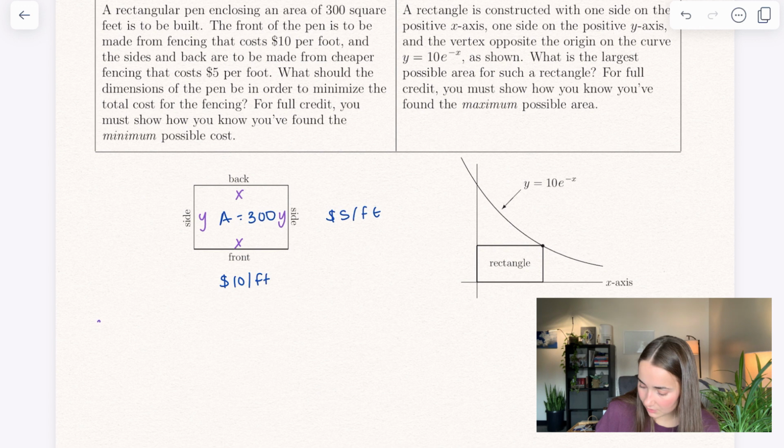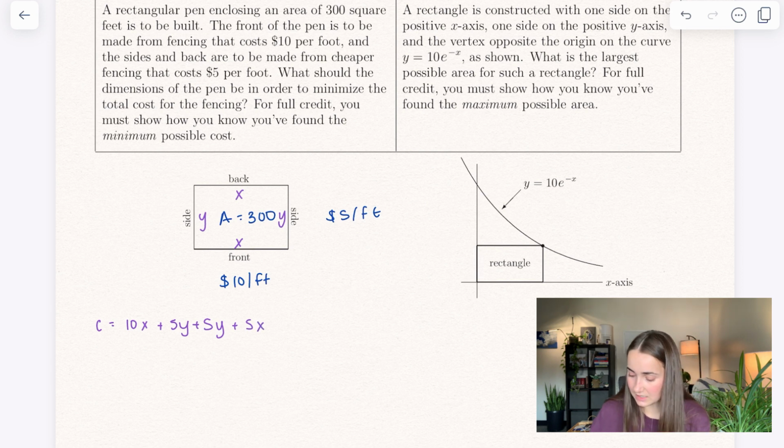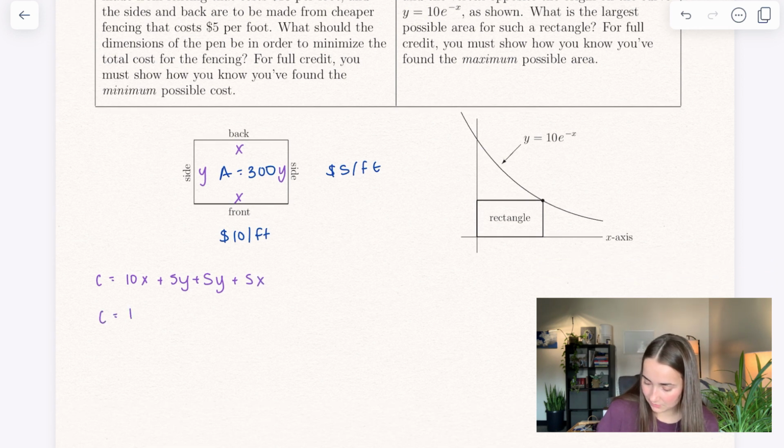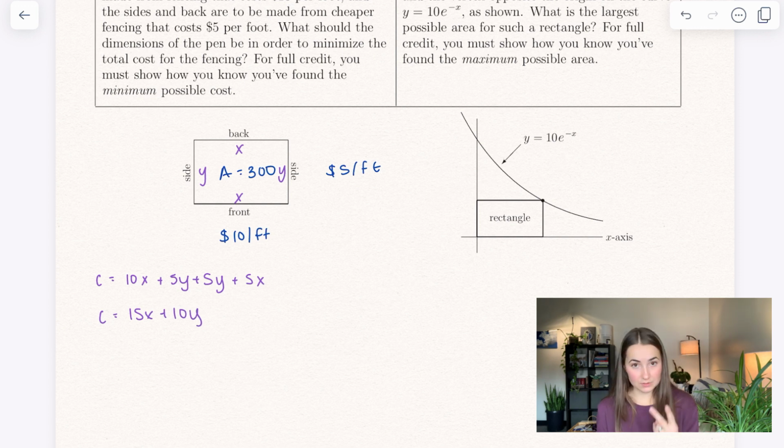I know the cost of our function is going to be 10 times x, because it's $10 per foot in the front, plus each side is going to be $5 per foot, and then the back is also going to be $5. So we can go ahead and simplify this. We get 15x plus 10y. Remember, we're going to have two equations in this case, so our constraint is going to be the area. So we know that x times y is going to equal 300.